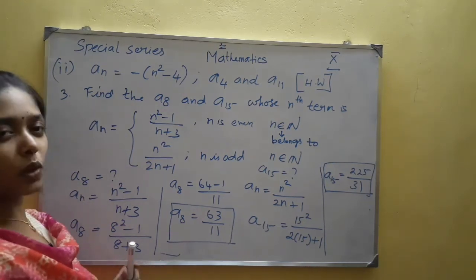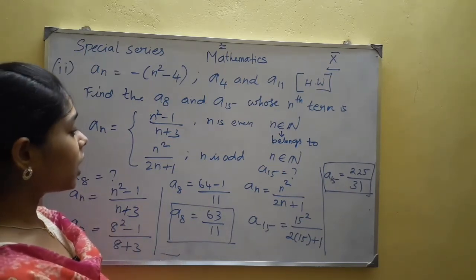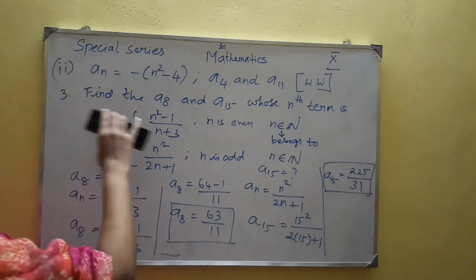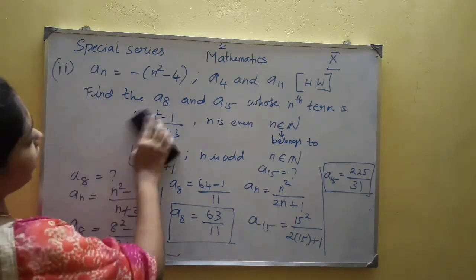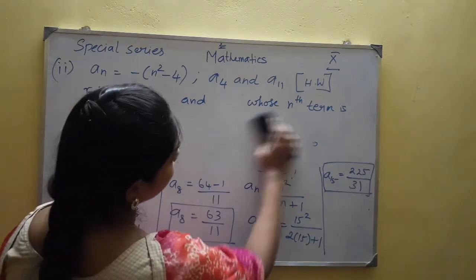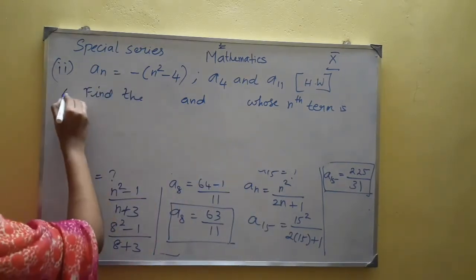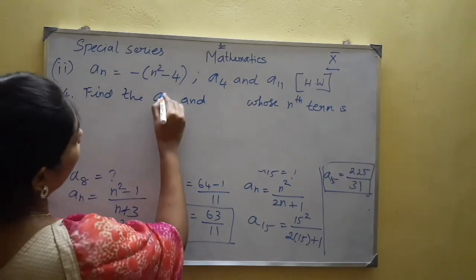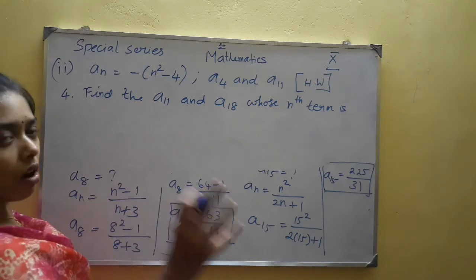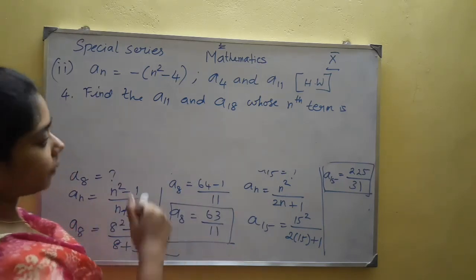Okay, I will give you one more question in the same pattern, but the solution is the same as the previous problem. So I just erase the question and give you the 4th one as homework. Find the 11th term and the 18th term. So in the same way I will give you one odd nth term and one more nth term for even.